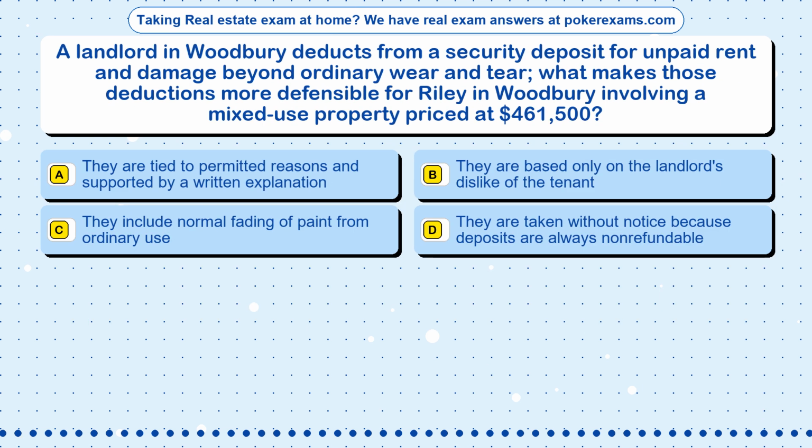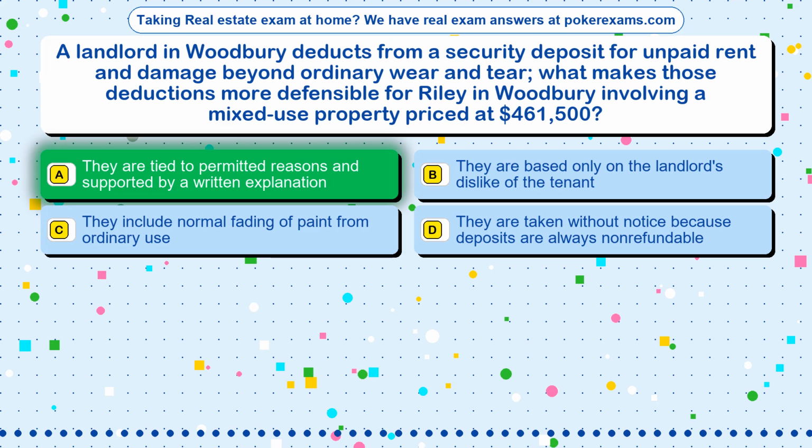Question 45. A landlord in Woodbury deducts from a security deposit for unpaid rent and damage beyond ordinary wear and tear. What makes those deductions more defensible for Riley in Woodbury involving a mixed-use property priced at $461,500? Option A. They are tied to permitted reasons and supported by a written explanation. Option B. They are based only on the landlord's dislike of the tenant. Option C. They include normal fading of paint from ordinary use. Option D. They are taken without notice because deposits are always non-refundable.